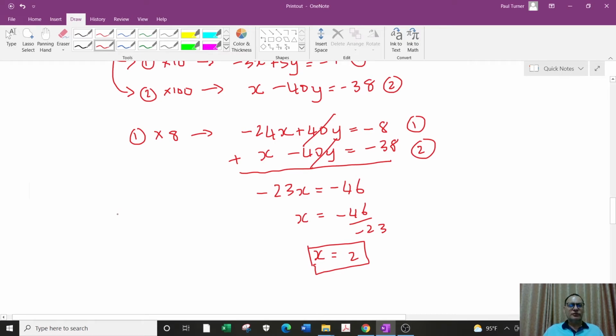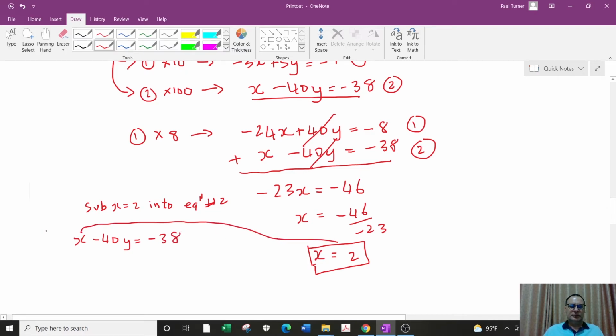So now we'll put 2 back into, say, equation 2 here. So sub x equals 2 into equation number 2. So we've got x minus 40y equals minus 38. And now we'll put our 2 back into here. So you'll have 2 minus 40y equals minus 38. So minus 40y is going to be minus 40. So y will be 1. That's your second part of your solution. So your solution then is 2, 1.